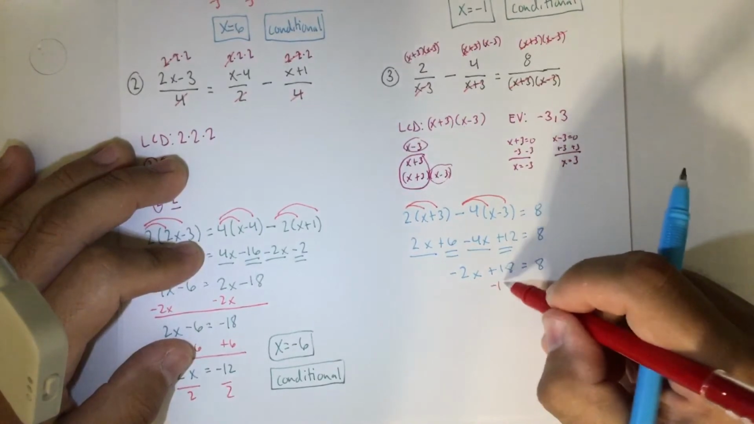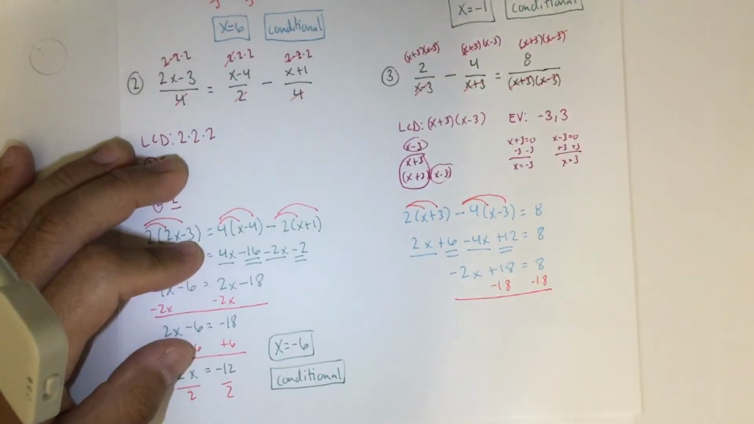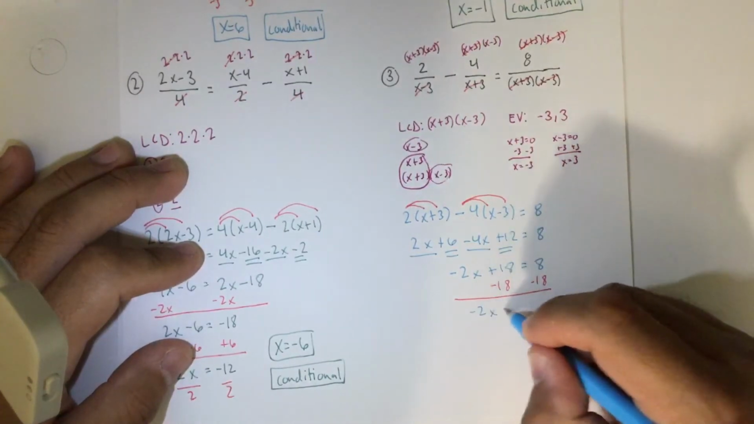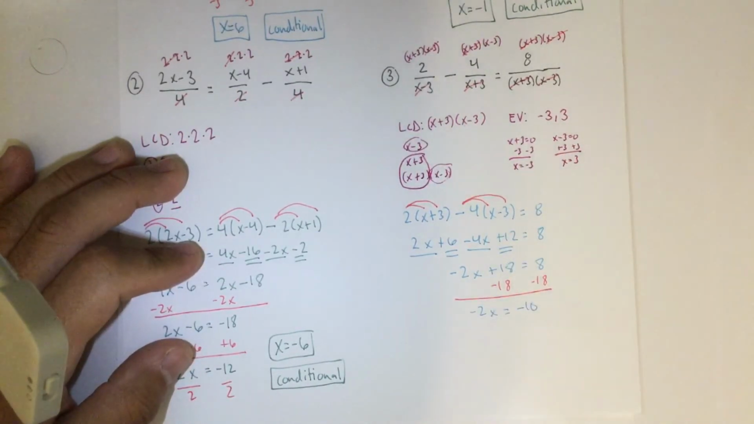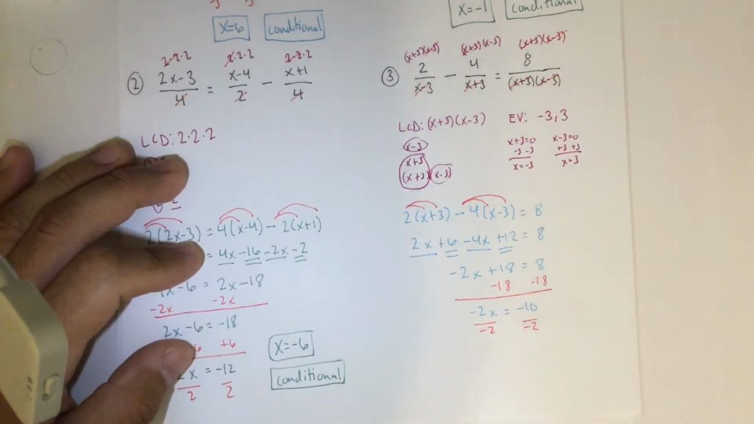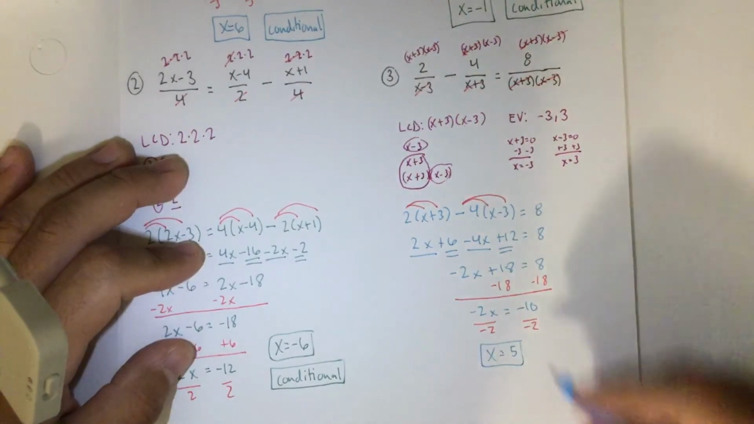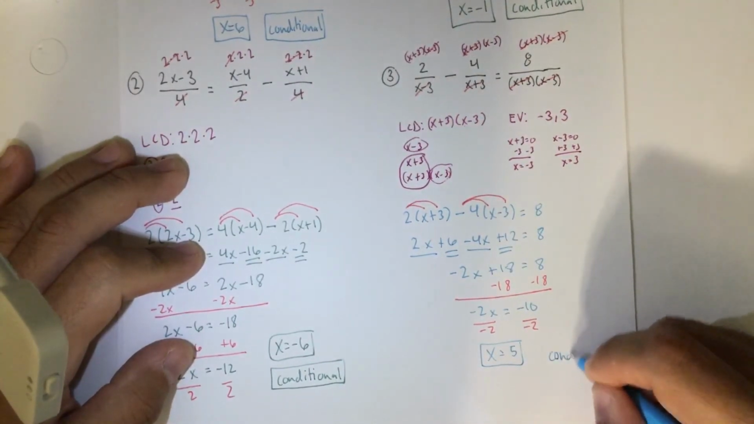Let's go ahead and move my constant over to the right side since my variable is already on the left. So negative 2x is equal to negative 10. To isolate x, we divide both sides by negative 2. And x is equal to positive 5. Again, that's one solution, so that's going to be conditional.